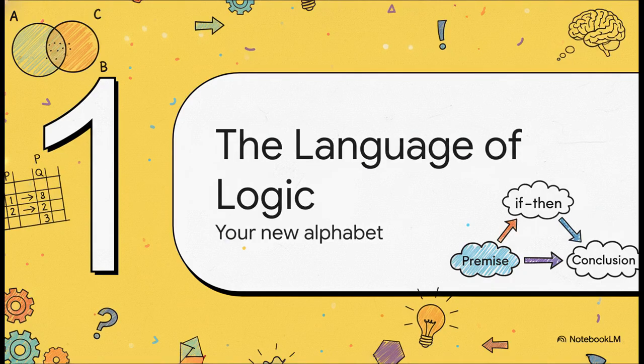Section 1, the language of logic. So, instead of A, B, C, we've only got a few key symbols to learn. But trust me, with just these symbols, we can construct ideas that are incredibly powerful and, most importantly, have zero ambiguity. This is where we lay the foundation.